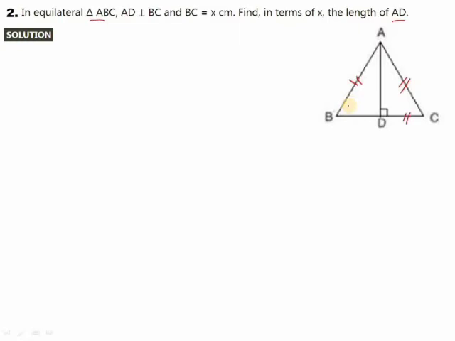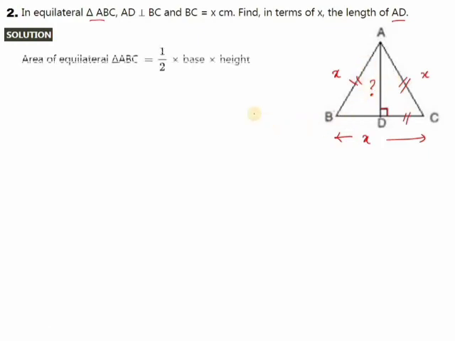Now here it is given that AD is perpendicular to BC. So this is perpendicular as you can see out here, and it is given that BC is x centimeter. So if this much is x centimeter, then this is also going to be x, and this is also going to be x, right? These are the things that you need to keep in mind. Now you are asked to find how much is AD in terms of x.